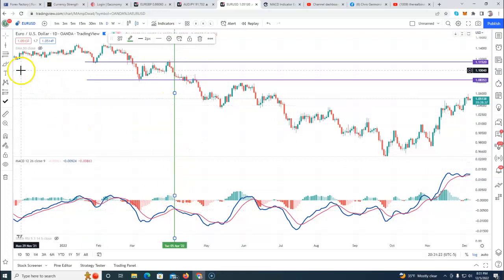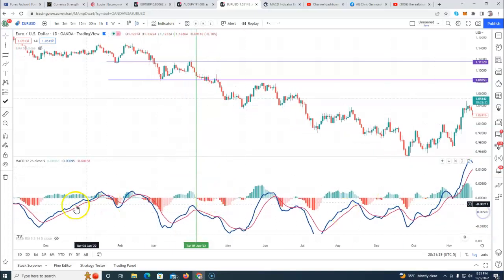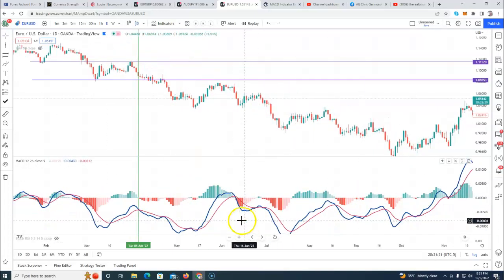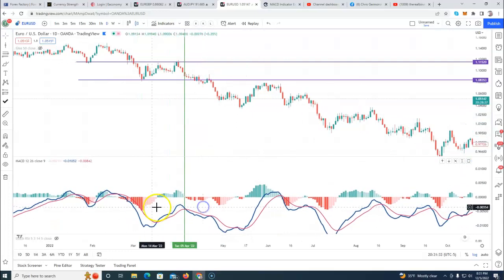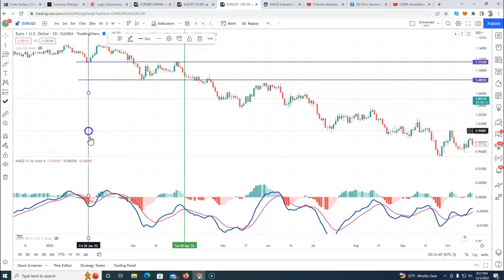Now, when we look at this area, let's take a look at the histogram. The histogram is the graph in the back. The histogram is going to show strength and momentum, okay? Strength in the move. So, as we can see here, right here, we'll start from here.